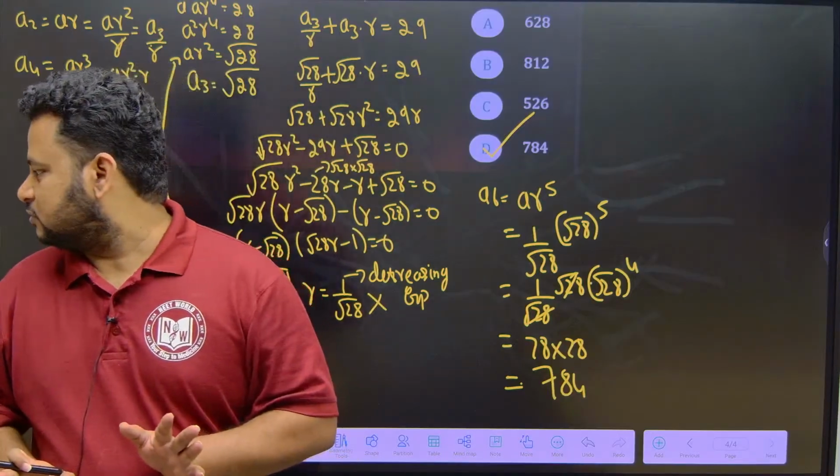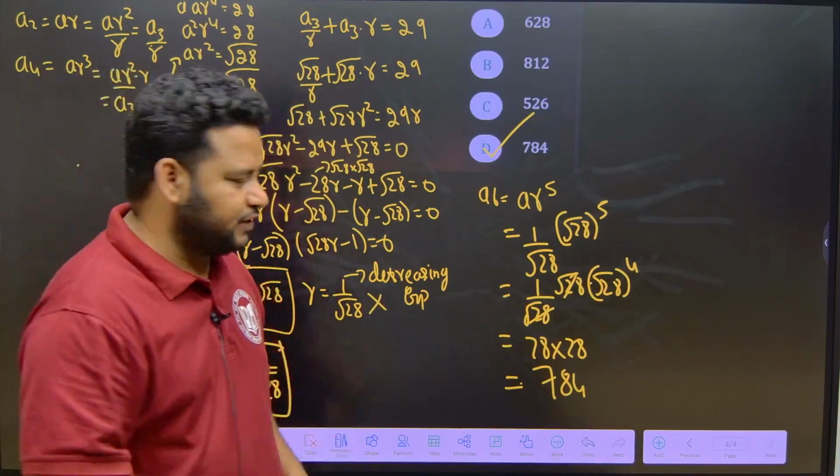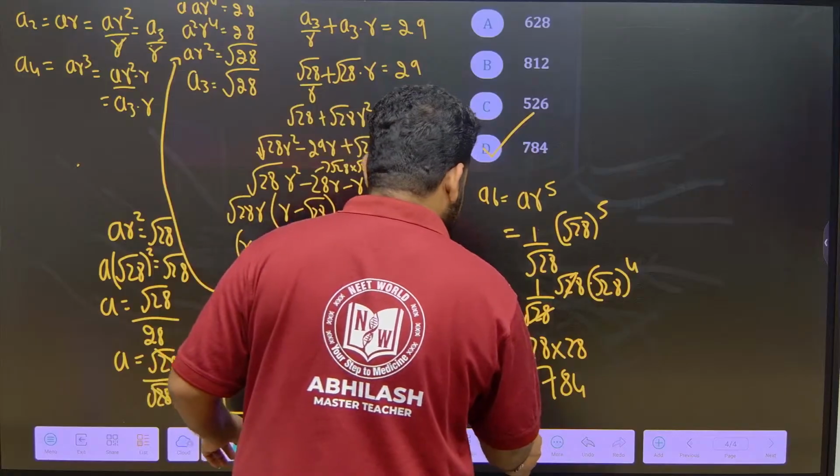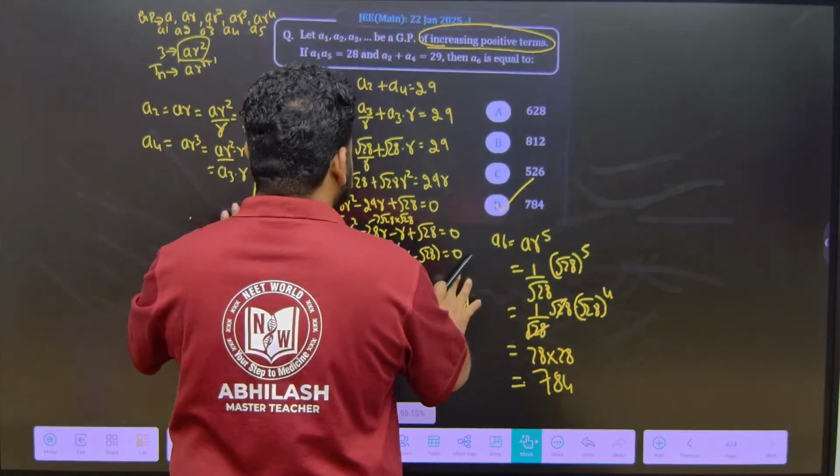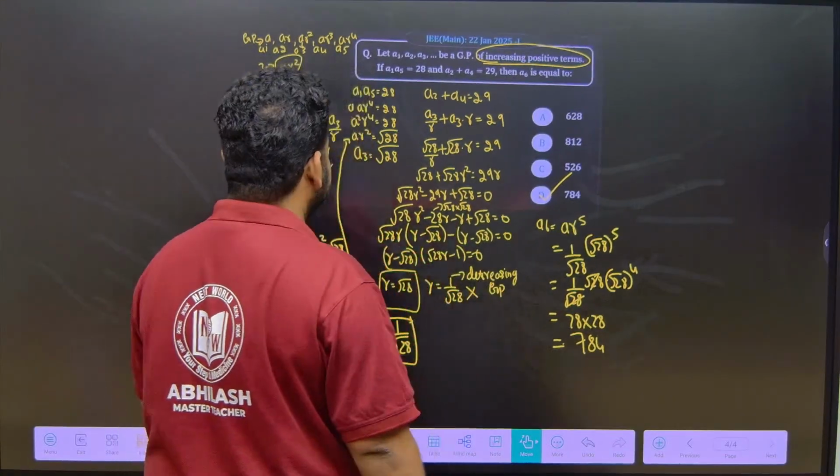This is how we have to solve this question. Clear? This is how we have to solve this question. Got it? Okay, this is how we have to solve this question. So the answer to this question is 784.